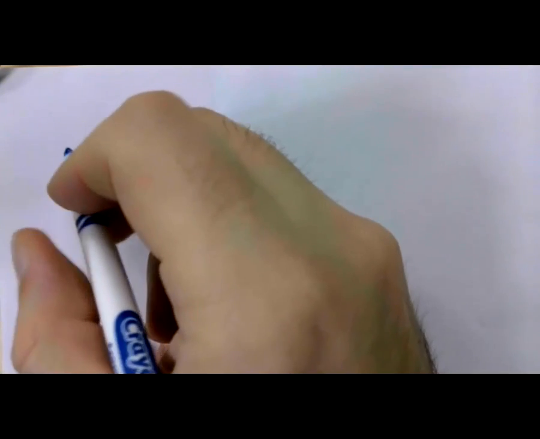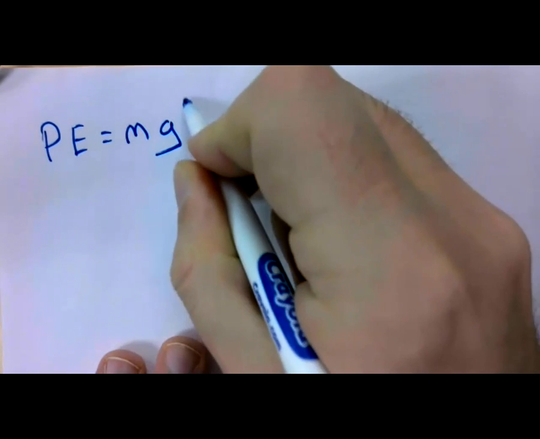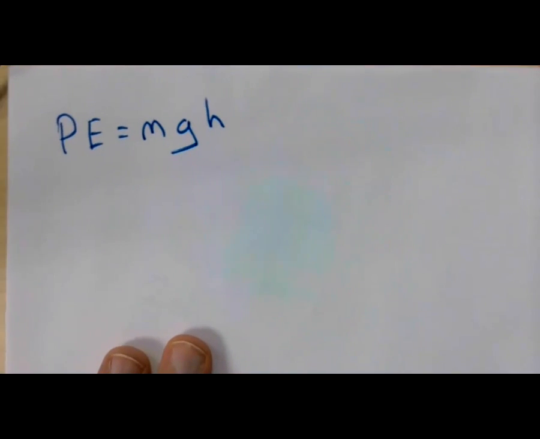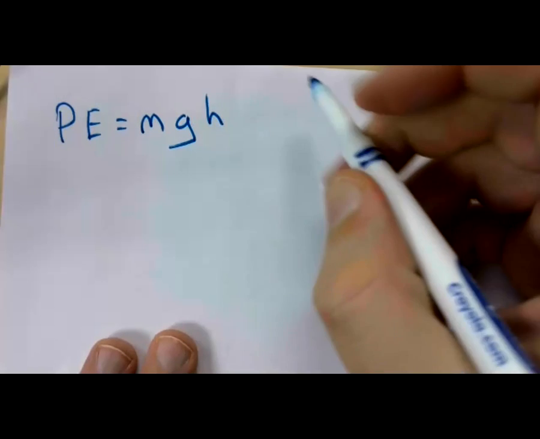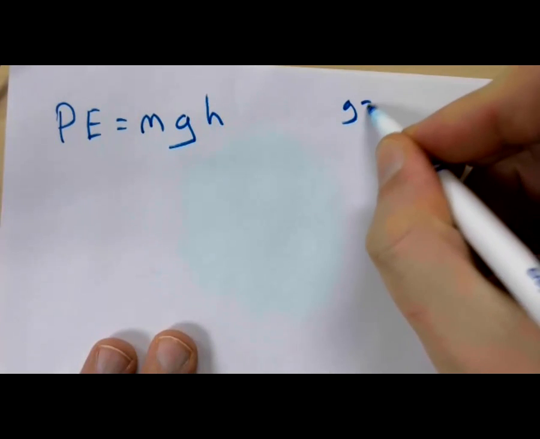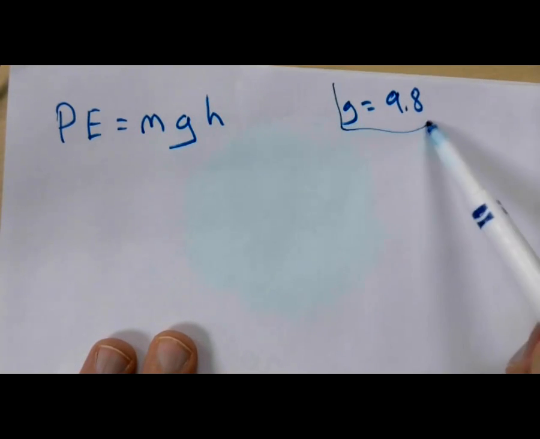So first thing I have to do is write the formula. So potential energy is mass times gravity times height. Now there's 3 variables there, but they only gave us 2 numbers. And this is the key, guys. They are not going to tell you gravity, because gravity is always 9.8. So gravity equals 9.8. That's not going to change. You have to remember gravity 9.8. I believe that is on the formula card.